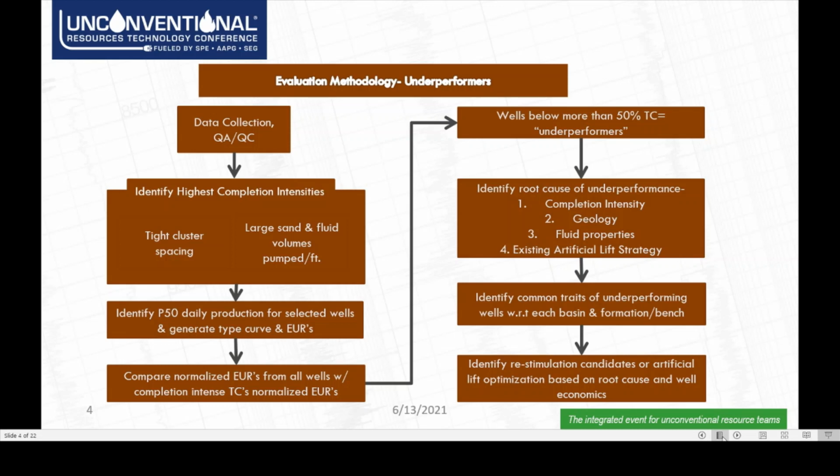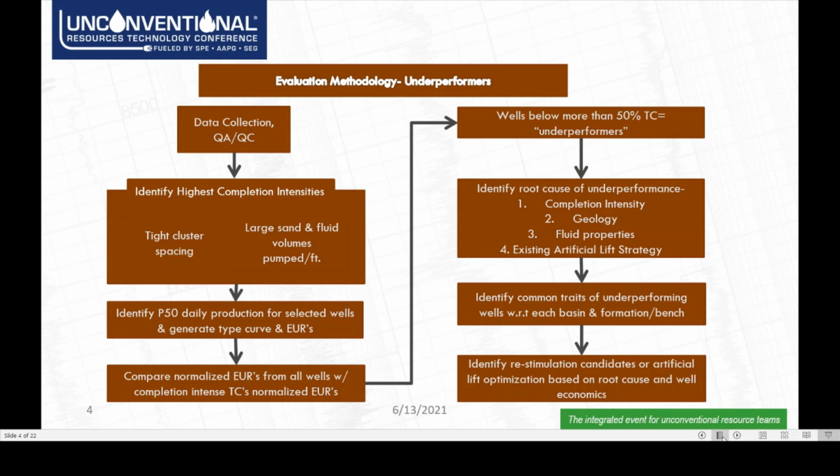We identified the P50 daily production for selected wells to generate type curves and EURs. We compared those normalized EURs from all wells with completion intensities to the type curve normalized EURs. Wells that were more than 50% below the type curve EUR were considered as underperformers.